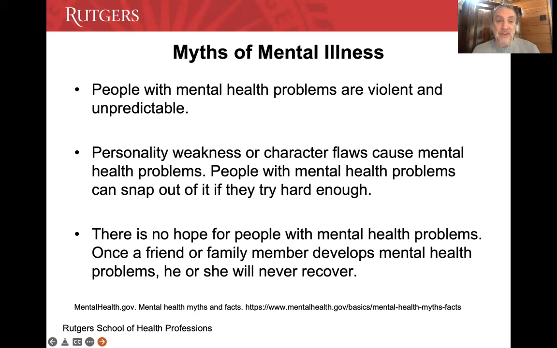Another myth is that personality weakness or character flaws cause mental illness, and that people can snap out of it if they try hard enough. Mental illnesses are very similar to physical illnesses. You wouldn't ask somebody to snap out of diabetes or snap out of a heart attack or snap out of a seizure, but people, particularly with depression and anxiety, are routinely told to snap out of it and get over it. Good luck with that. It doesn't work. In fact, in a way, it makes the situation worse.